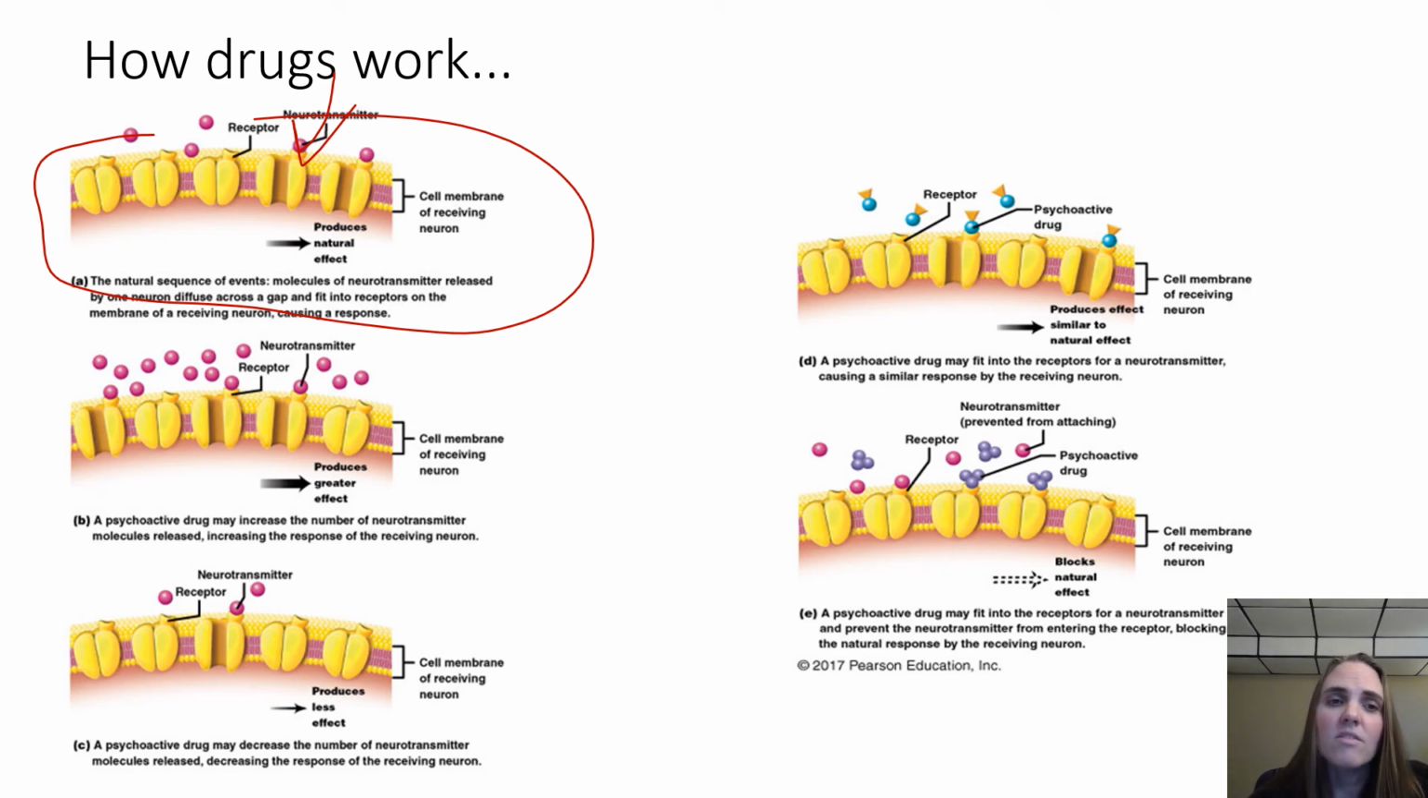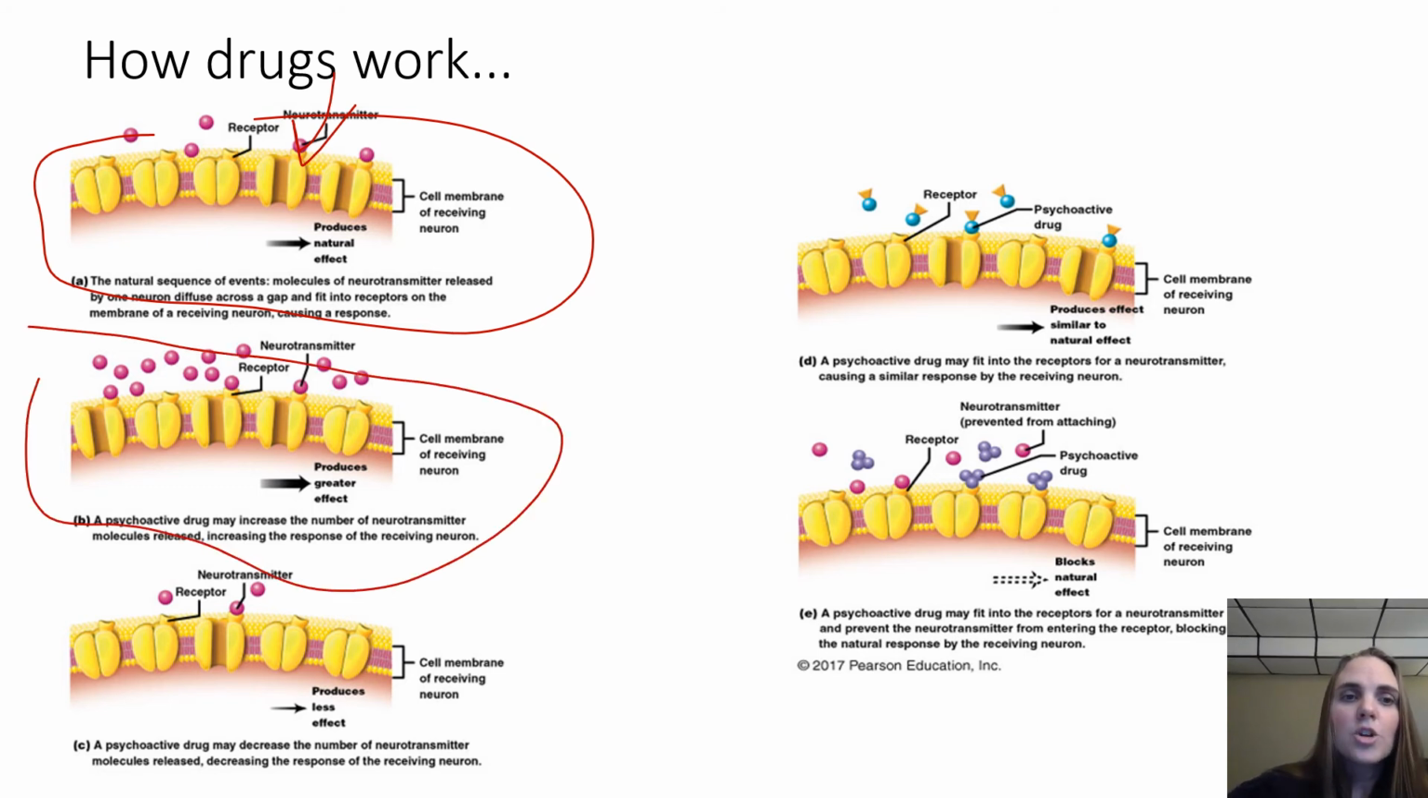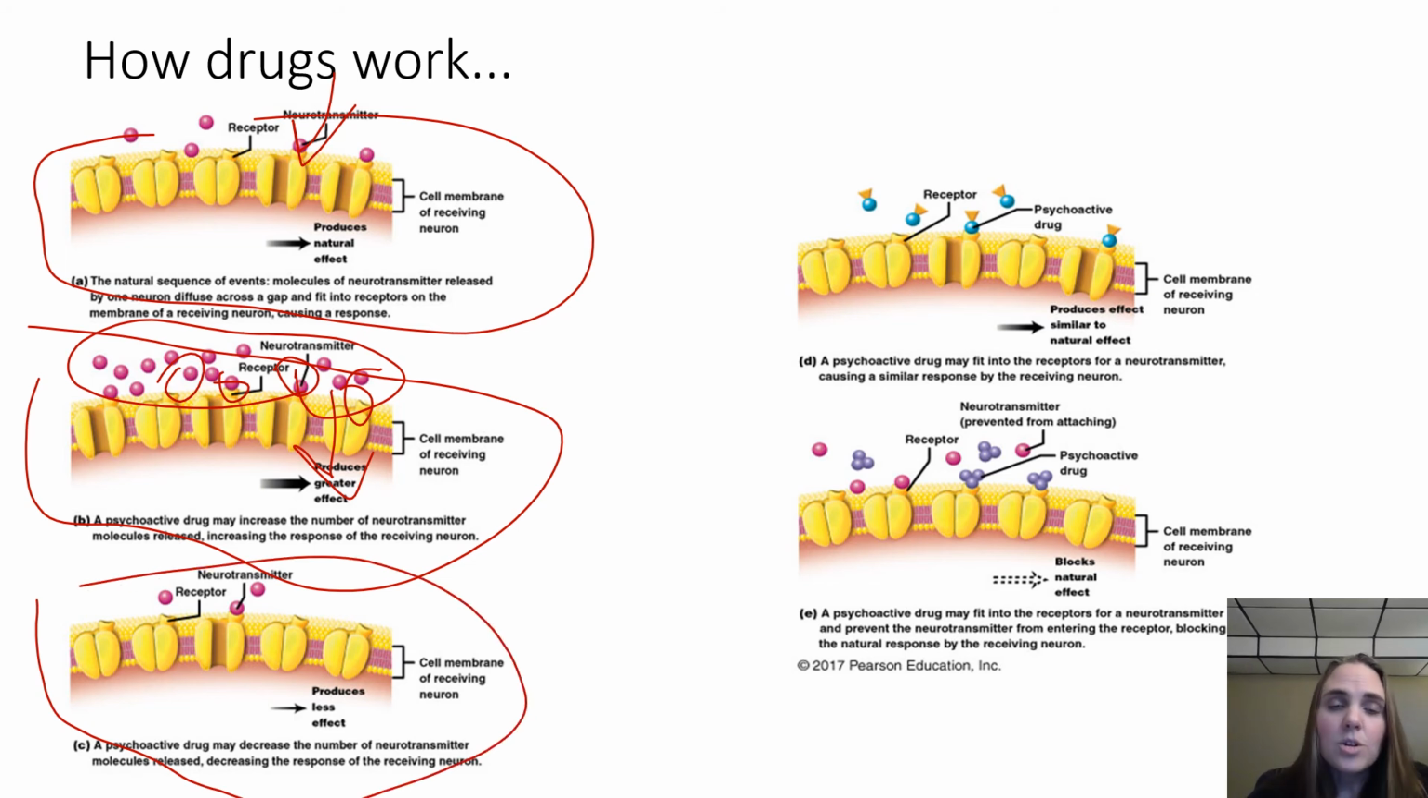Some of the effects of drugs: in this instance, a drug may increase how many neurotransmitters are released, and that increases the response of the neuron that's receiving it. So if we have a whole bunch more neurotransmitters released as a result of that drug, then we have more of those receptors getting bound, and so more of those channels opening and depolarizing, so we can have a faster effect.